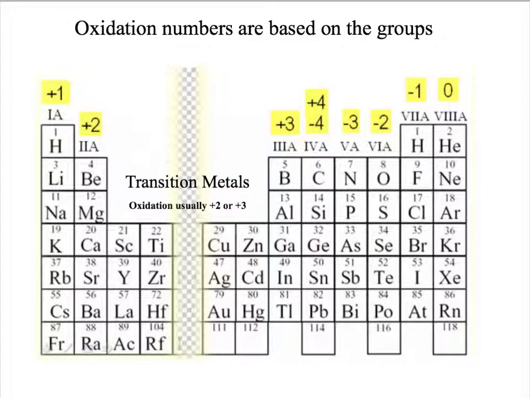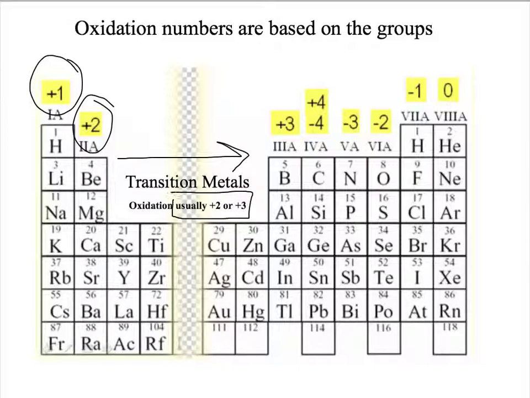So here's a quick review of the oxidation numbers by each group on the periodic table. Group 1, starting with hydrogen, has an oxidation number of +1. Group 2, starting with beryllium, has an oxidation number of +2. Remember, we're always going to skip over the transition metals because those have varied valence electrons and varied oxidation numbers, although usually the oxidation numbers are either +2 or +3 on transition metals. Group 3, which starts with boron, has a +3 oxidation number.